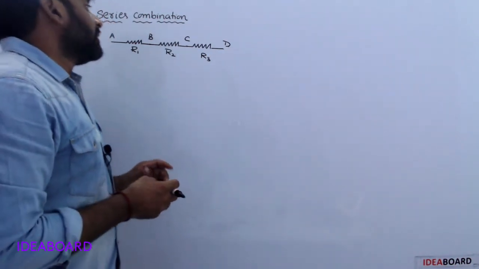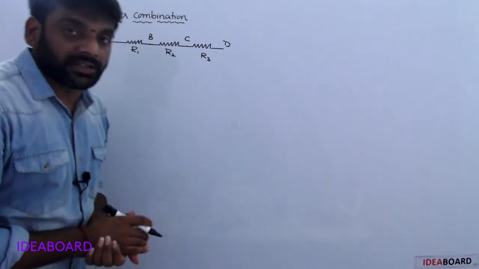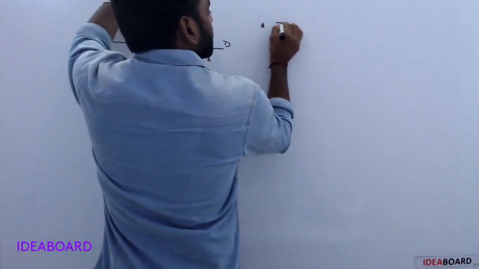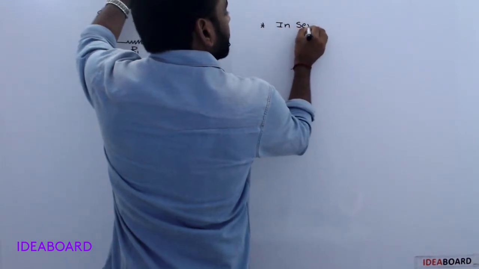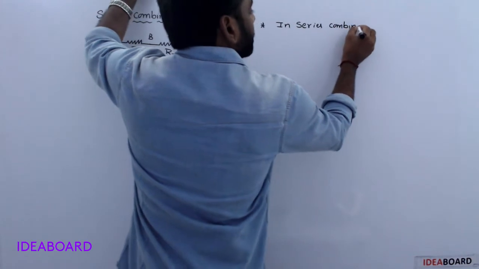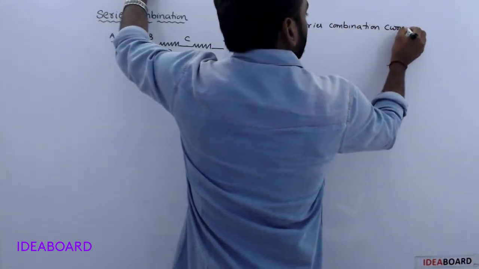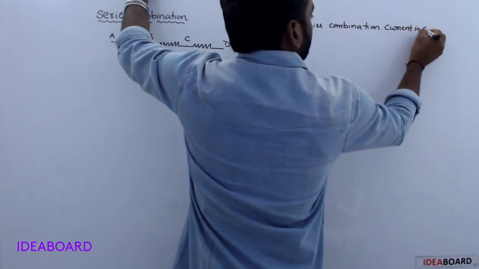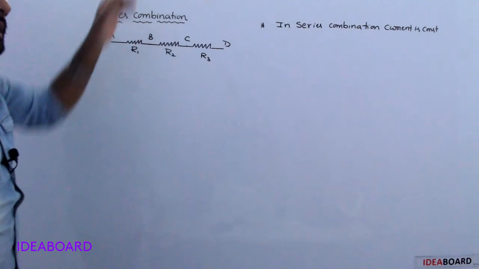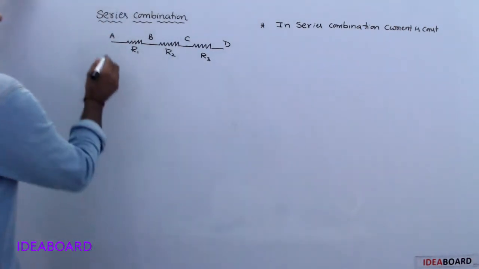In series combination, current is always constant. Understood? In series combination, which one is constant here? Current is constant.